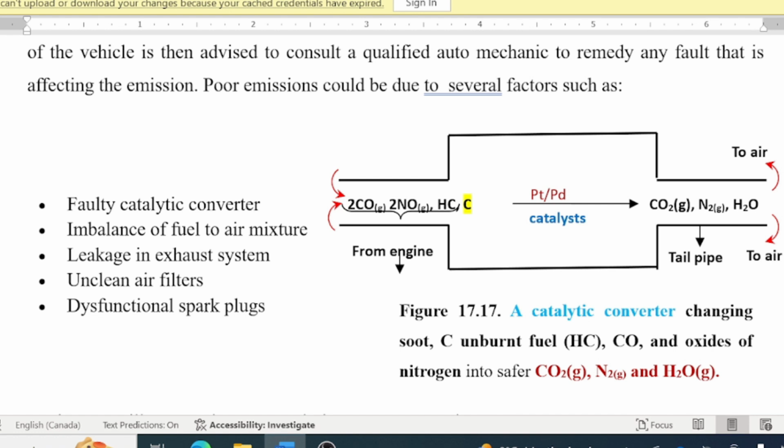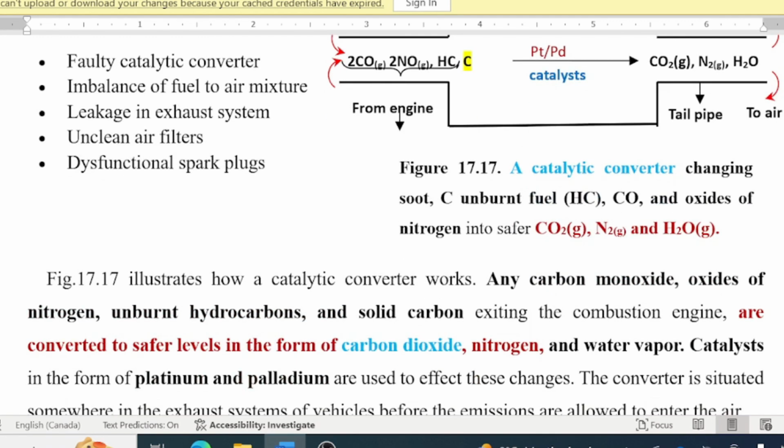Spark plugs are what provide the energy of activation for the gasoline to burn. There's a spark in there. I forgot to tell you that for a fuel to burn, it needs a certain minimum amount of energy called the energy of activation. It could be in the form of a spark that comes in a spark plug, or a splint or something like that. So that is how the catalytic converter works.